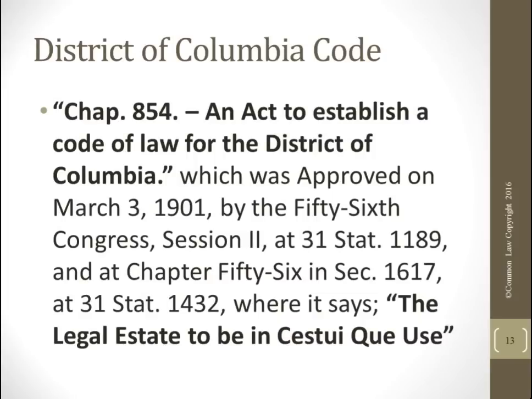An act to this is further on in the act to establish a code of law for the District of Columbia, in section 1617. See, that act is probably 50, 60 pages at least. I don't know how many pages it is in the United States Code, but it's a bunch. Anyways, the legal estate to be an assessed decay use. Okay, and so everything is in assessed decay trust.